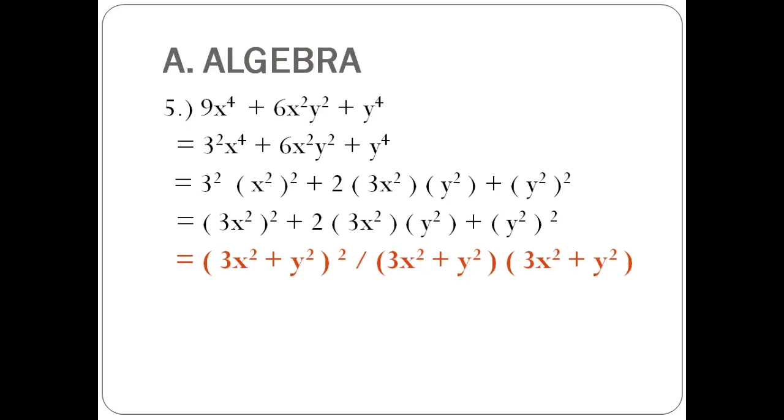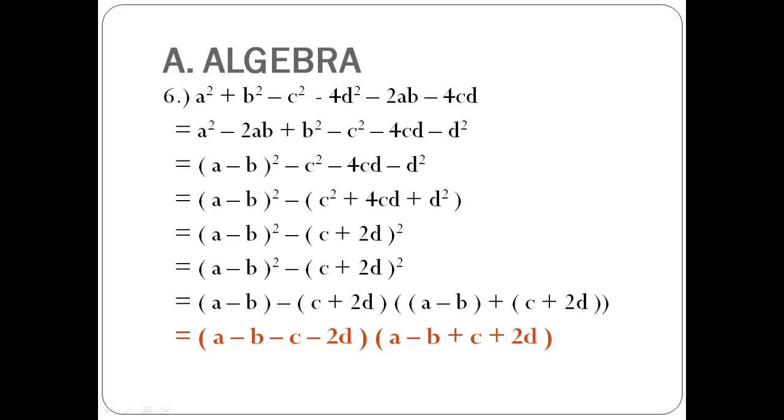expression. So it will become 3 squared and x squared raised to the power of 2, plus 2 and 3x squared and y squared, plus y squared raised to the power of 2. After that, you need to multiply the terms with equal exponent. Next is use the a squared plus 2ab plus b squared is equal to a plus b squared. Factor the expression, and the final answer is 3x squared plus y squared raised to 2.